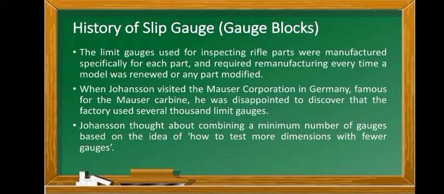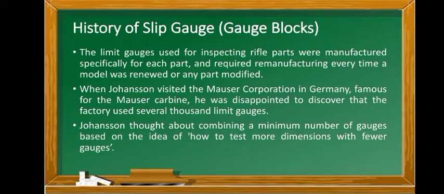So, before slip gauges were invented, limit gauges were used for inspecting rifle parts. They were manufactured specifically for each part and required remanufacturing every time a model was renewed or any part modified. When Johansson visited the Mauser Corporation in Germany, famous for the Mauser carbine, he was disappointed to discover that the factory used several thousand limit gauges.